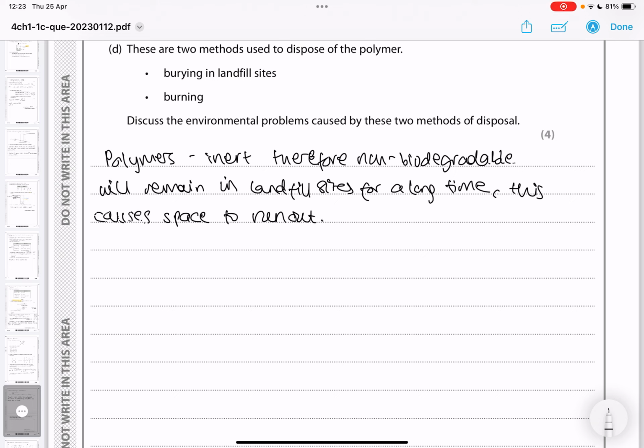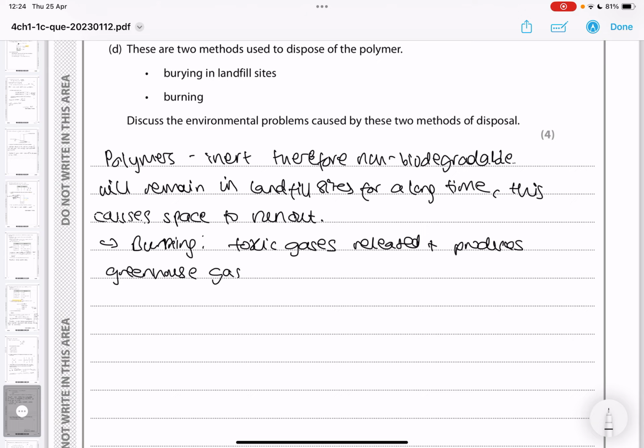So that's a huge problem with burying in landfill sites. Now, for burning, the problem is that when you burn polymers, toxic gases are being released. And it also produces greenhouse gases like CO2 when you burn polymers, and this will contribute to global warming, which is not very good. So those are two environmental problems caused by disposing polymer.